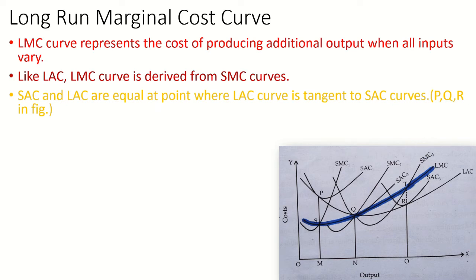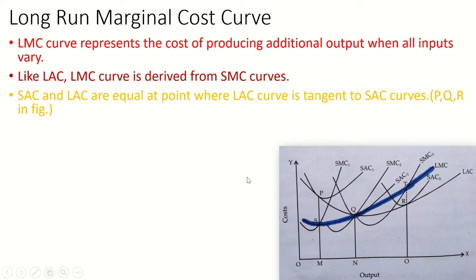Short run average cost and long run average cost are equal at the point where the LAC curve is tangent to the SAC curve. See the points P, Q and R in the figure. SAC and LAC are equal at the point P, and also equal at the point Q, and at R also the same, that is, the SAC and LAC are equal at the point R.